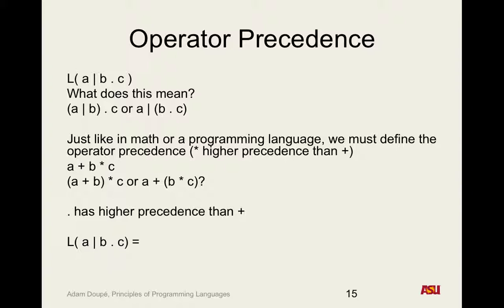Okay, so now that we've established the dot operator has a higher precedence than the bar operator, how do we interpret the language described by the regular expression A or B dot C? Does anyone want to go all the way to the end? How many strings are in this set? Two. What are the strings? Someone raise their hand first.